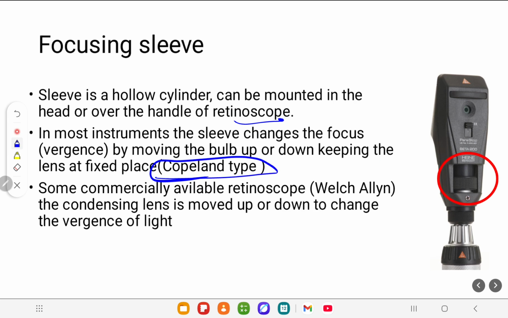You see, in Copeland type or Welch Allyn type, it doesn't matter. In some commercially available retinoscopes, the condensing lens is moving up and down, and that changes the vergence of the light. The basic concept. See, this is the basic concept.